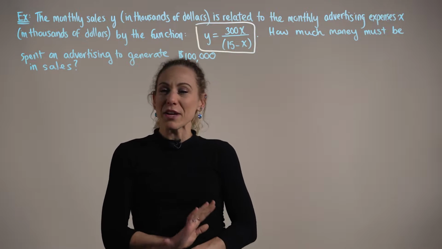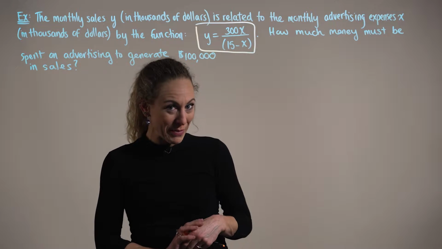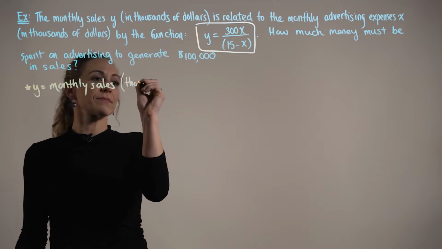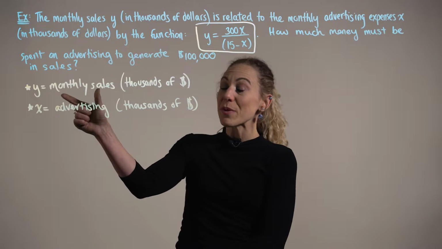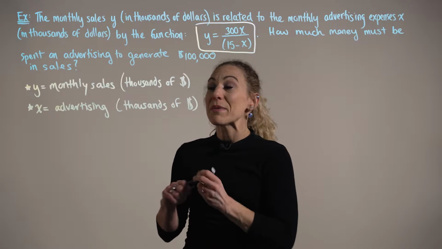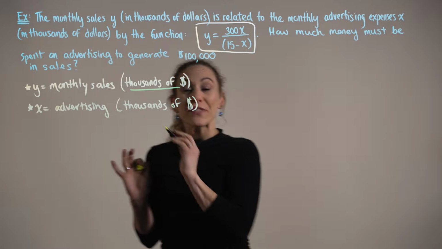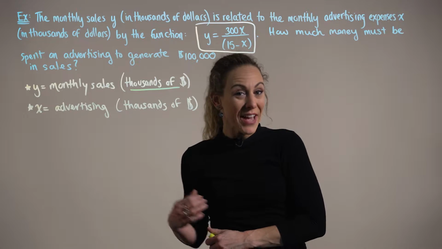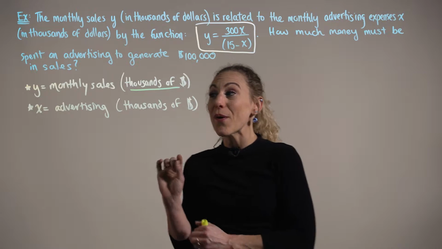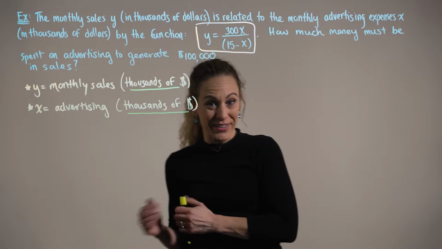So let's begin by thinking about what does each variable mean here? We want to keep in mind that Y is representing the monthly sales, and be very careful, the units are thousands of dollars, and X is representing the monthly advertising expenses, which is also in thousands of dollars.